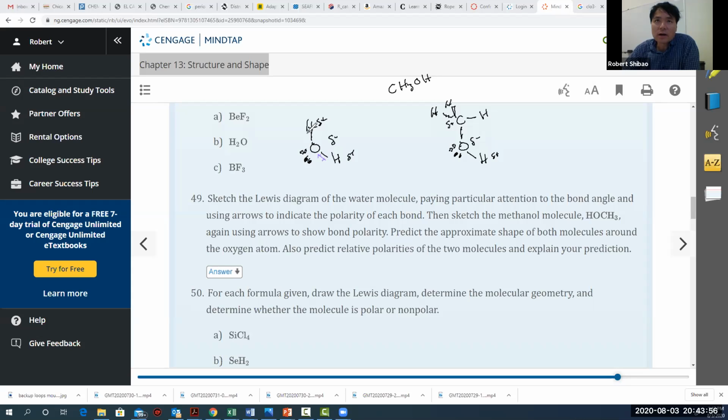So we can draw these arrows with the positive tail. But the exact same thing happens here. And since carbon and hydrogen have comparable electronegativities, we're going to get the same kind of polarity here. And so water and methanol are very similar in terms of polarity. Predict the approximate shape of both molecules around the oxygen. Also predict relative polarities. And the relative polarities are going to be very comparable. So the net molecule dipole in methanol is very similar to the net molecule dipole in water.